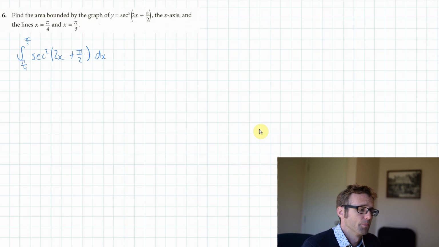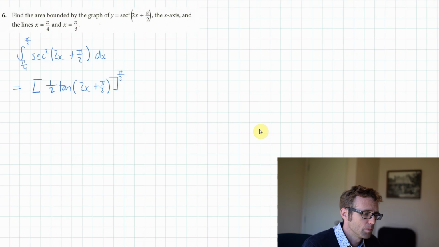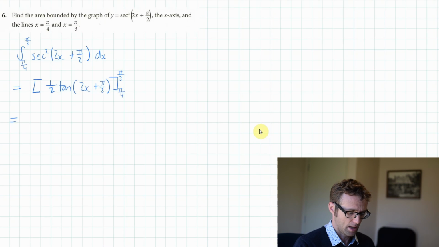Okay, that's what I'm going to do. So what do I get here? Well, I'm going to have my square brackets. I'm going to use my rule. So this is going to become 1/2 tan of 2x plus pi over 2. And then at the end, I'm going to put in pi over 3 and pi over 4. Now let's put this into our calculator. So we're going to have 0.5 tan. Make sure you set to radians, by the way, for this. 2 pi over 3 plus pi over 2.